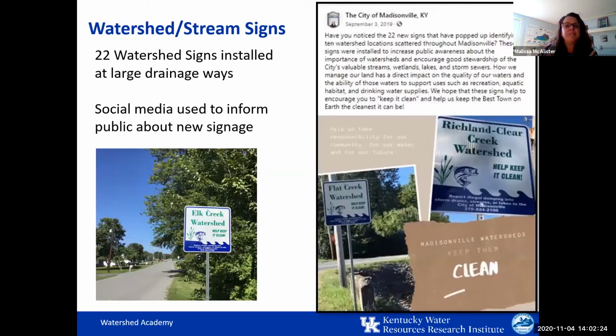These are also from the city of Madisonville, and along with those table toppers, they added 22 watershed signs throughout the county to help bring attention to the various watersheds and creeks in Madisonville. And then the city helped promote these signs and explain their significance through related Facebook posts. This was paid for through the MS4 or stormwater utility funds from the city of Madisonville.